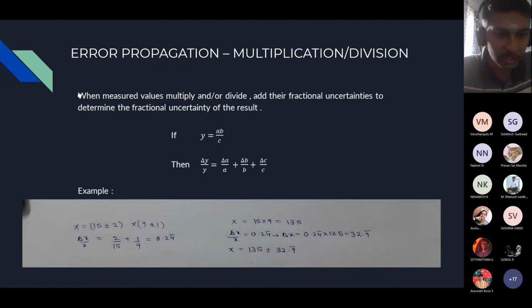So with the example, x equal to 15 plus or minus 2 into 9 plus or minus 1. Using relative uncertainty, delta x by x equal to 2 by 15 plus 1 by 9, 0.24 bar. So again, x equal to 15 into 9, without the error, 135, and delta x by x is 0.24 bar. We take x to the other side, so we get delta x, and add with x we get the final result. Next slide.